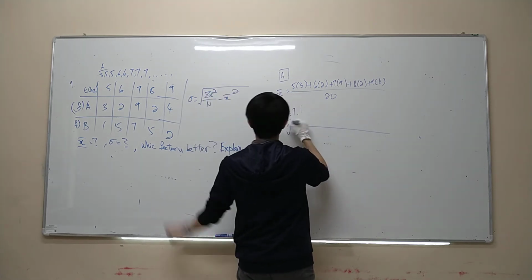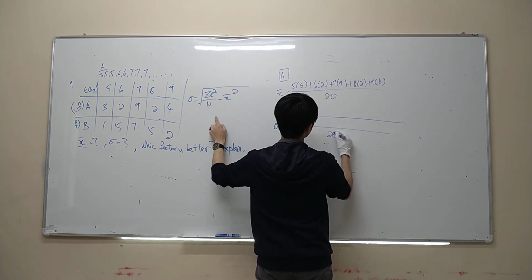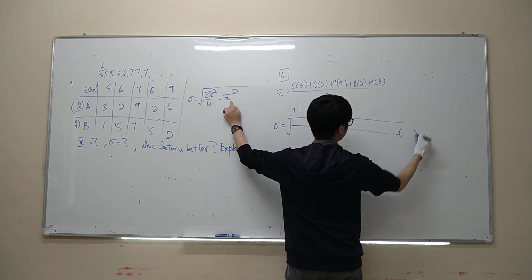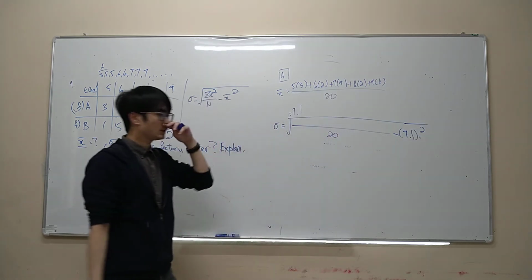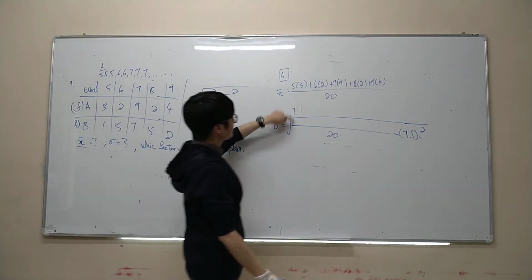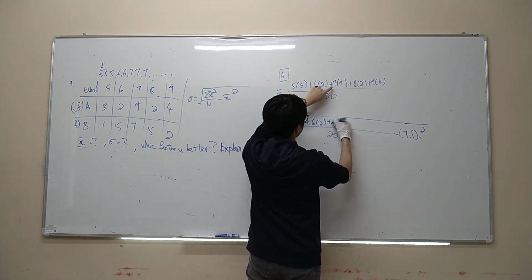The formula is square root of sigma x square over sigma n. Okay, n I know is 20, minus the mean square. Mean is what? 7.1. Okay, how do you write the top part? You just copy from this. Copy the same thing. 5 times 3, copy, and then copy.